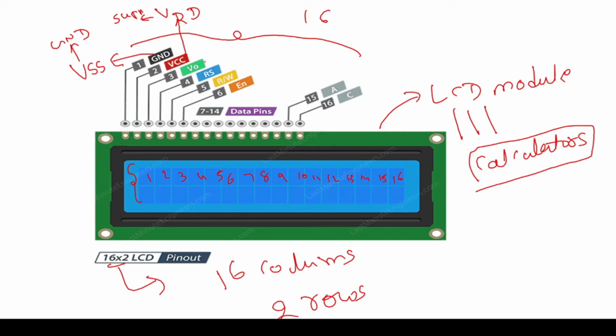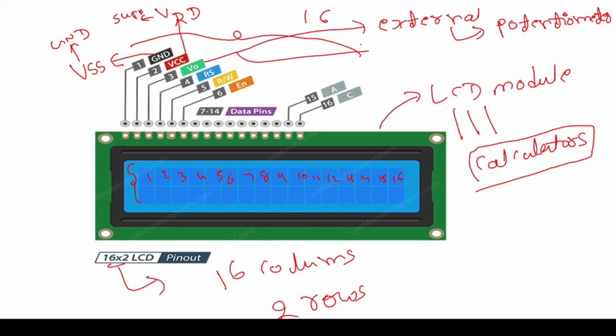And then this is our V0. This is the external voltage which will be provided through a potentiometer. The potentiometer is nothing but a variable resistor. Why is this V0 useful here? It is useful to change the background light, which we can also call the backlight. By varying the voltage given to the V0 pin, we can adjust the backlight of this particular LCD display. And then the RS will be your reset pin.